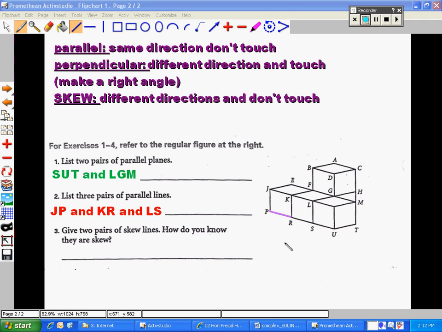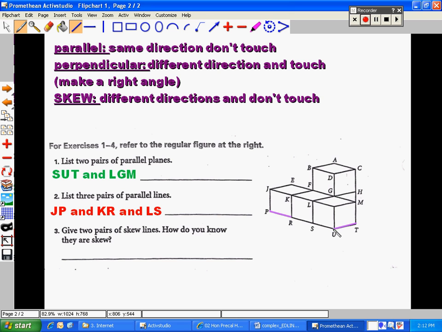Start by picking any two letters. Pick a line segment. For example, I picked PR. Now pick something going in a different direction. So I can't pick these over here. They're going in the same direction. I can't pick UT either.